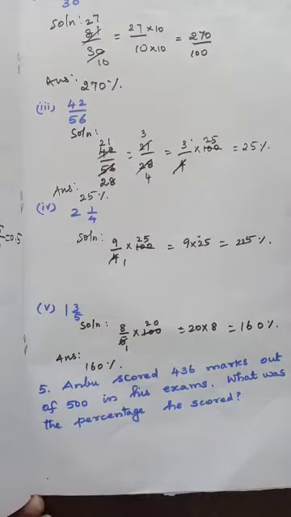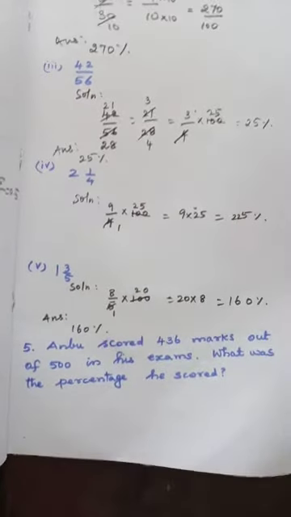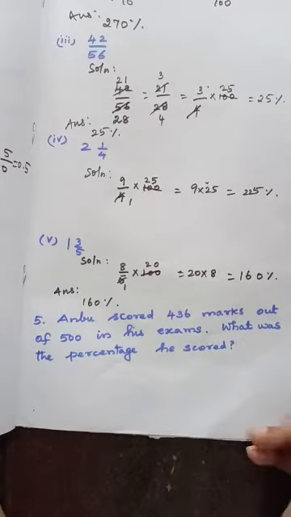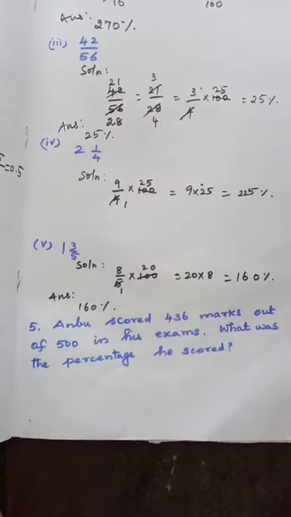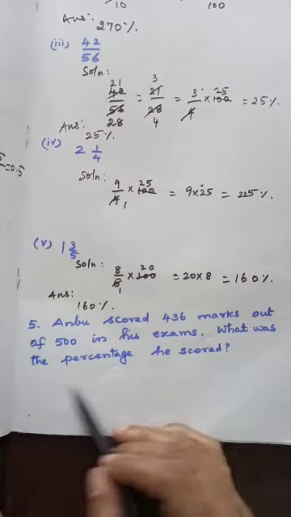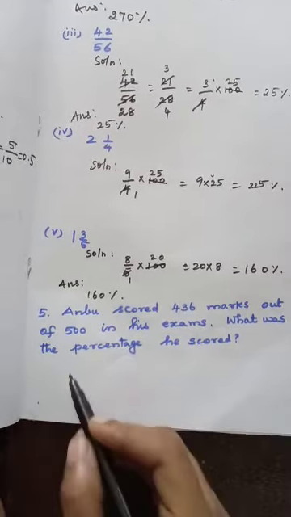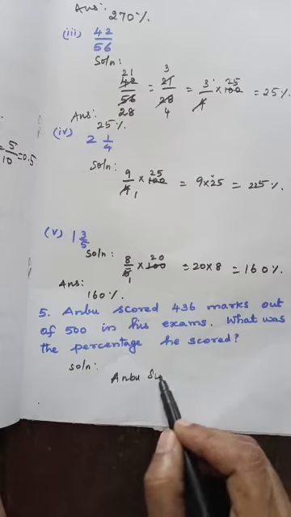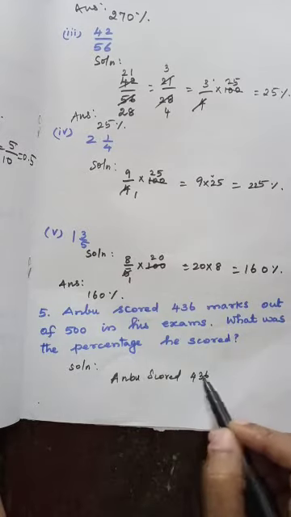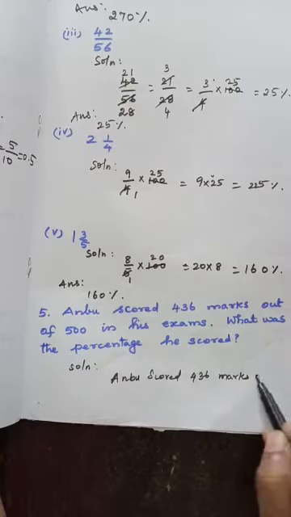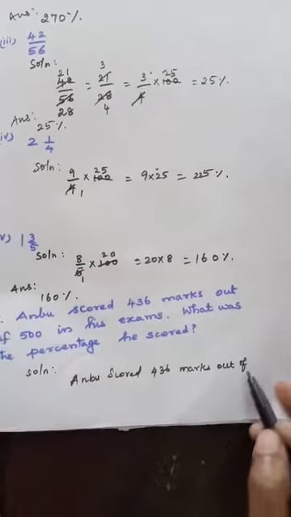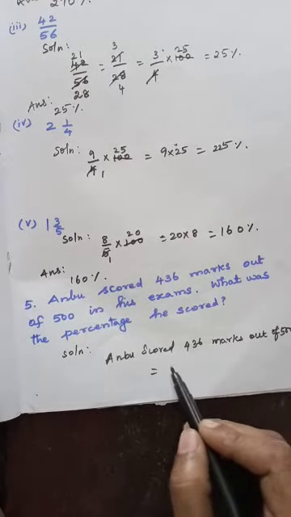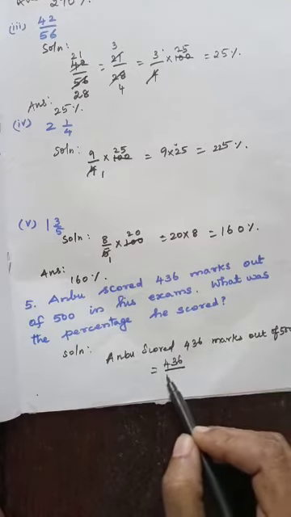We shall see the fifth problem. That is a word problem. The fifth problem is: Anbu scored 436 marks out of 500 in his exams. What was the percentage he scored? Solution. Anbu scored 436 marks out of 500, isn't it? So here the fraction of his mark is 436 by 500.